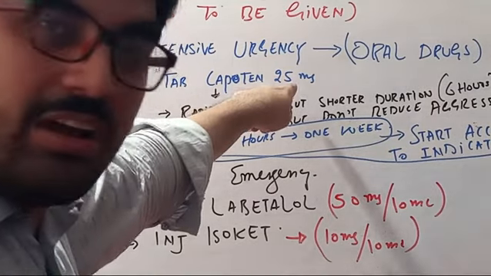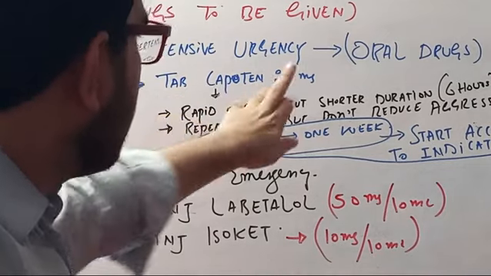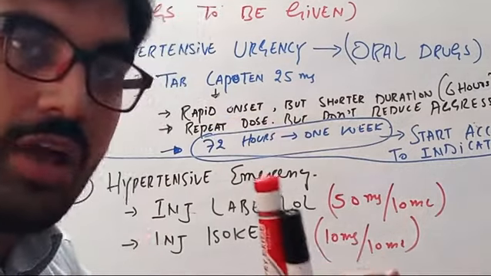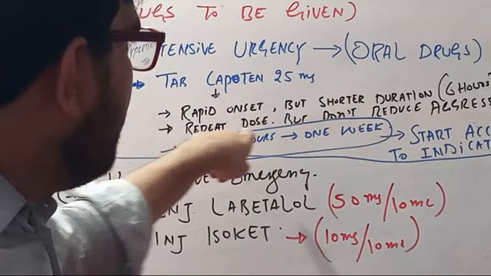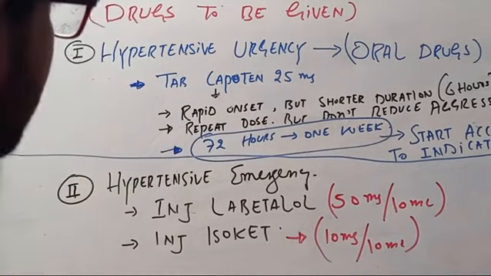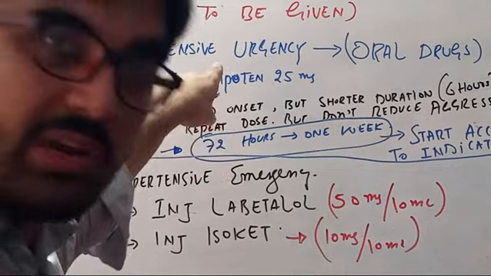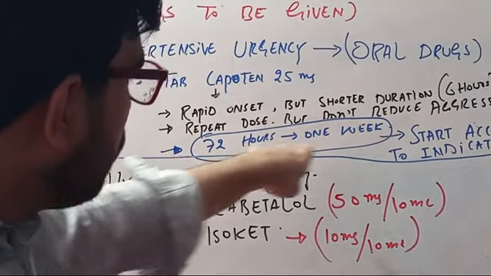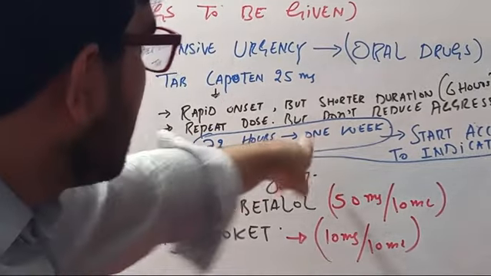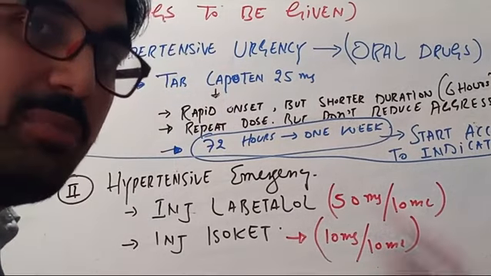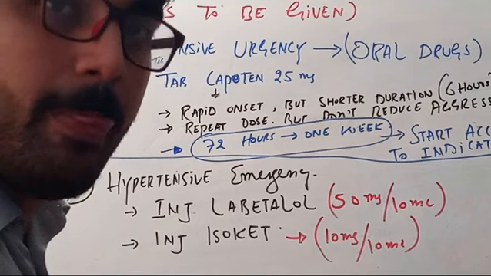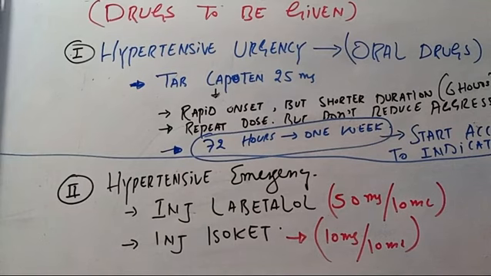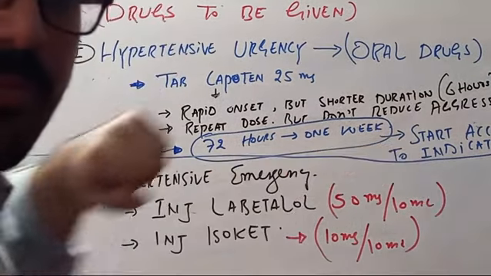So we give tablet Capoten 25 mg in the emergency department. It has rapid onset. It reduces the blood pressure, but the duration is short. And repeat the dose if the blood pressure is not reduced. This is a common practice we do in our emergency department. But I would rather say we have to look to the guidelines. The guideline says you are not supposed to lower the blood pressure in the emergency department in case of hypertensive urgency. Well, you have to take 72 hours to 1 week and start according to indication.